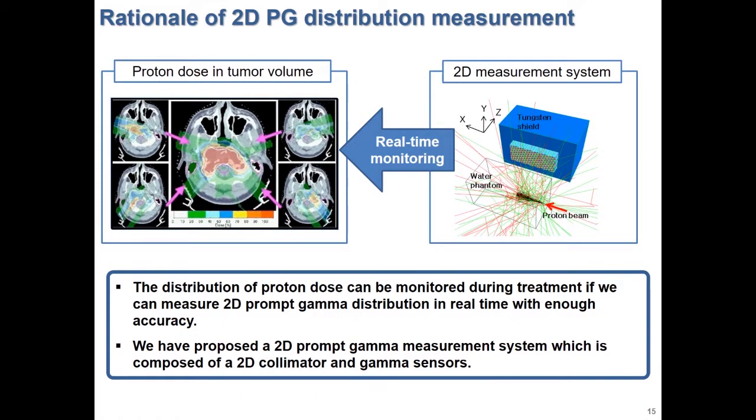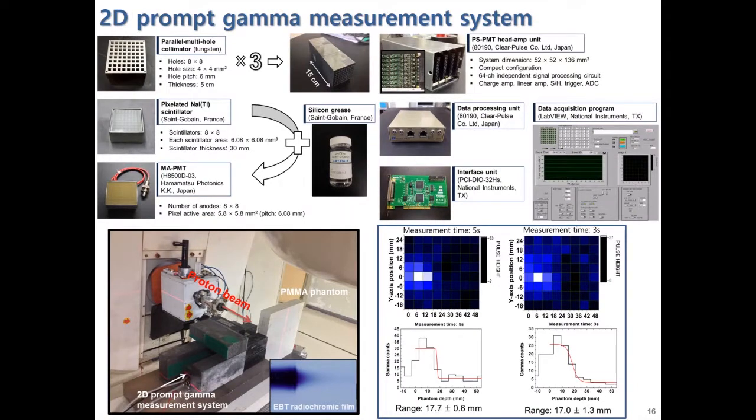To monitor the particle therapy, we are also developing a 2D measurement system. The goal of this study is to measure not only the beam range, but also the 2D dose distribution in the patient. By Monte Carlo simulation study, we determined the design of the system and we constructed a 2D measurement system. The 2D measurement system consists of a parallel multi-hole collimator, a 2D scintillator array, a multi-anode photomultiplier, signal processing, and data acquisition system. We performed the experiment with a proton beam and confirmed that the developed system can determine the 2D dose distribution and particle beam range.